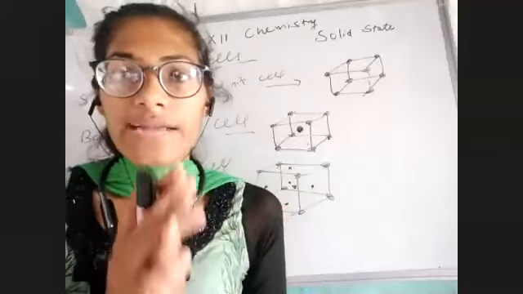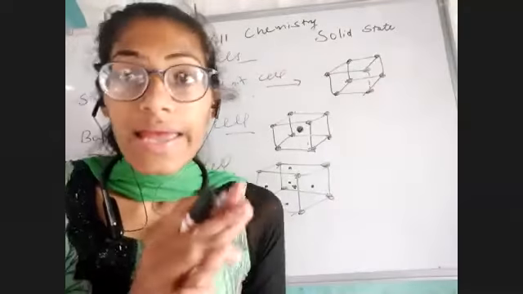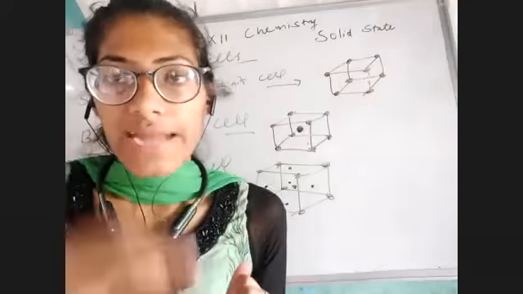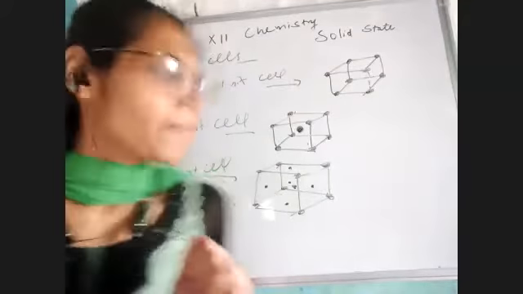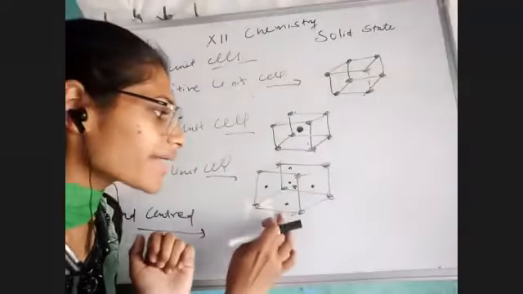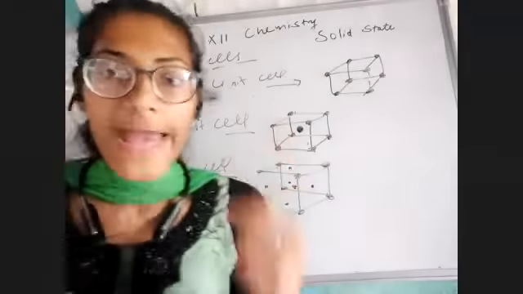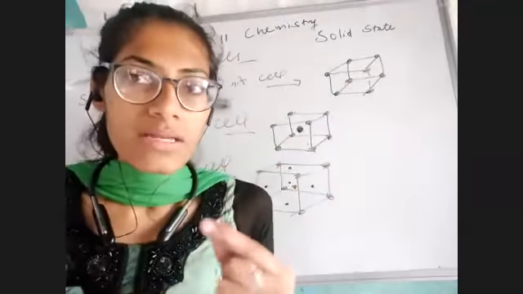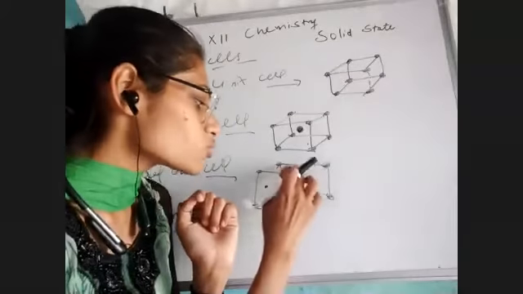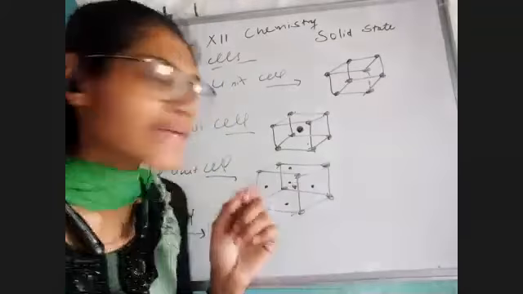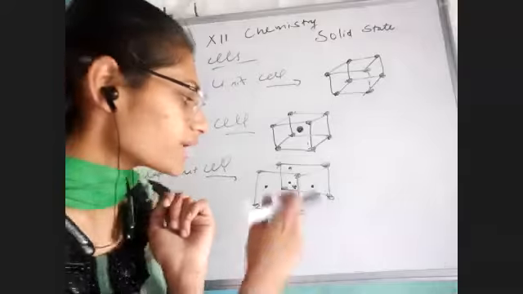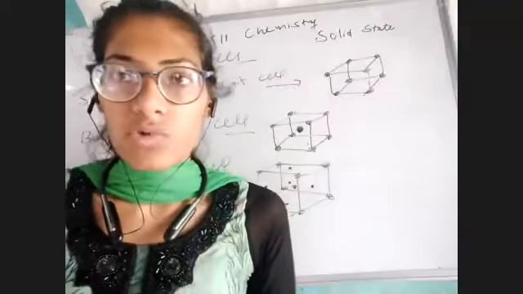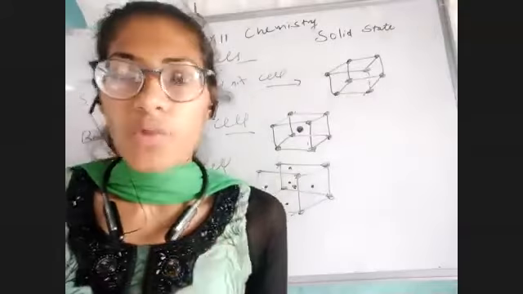End-centered means the atoms are present at the corners as well as they are present at the end faces, at the center of end faces. Like only the upper one and the lower one, they have only one. So if I'm talking about this one and this one, they have only one. From this one and this one, they have only one. And from this one and this one, they have only one. So only 3. Okay, but that's not in your syllabus and we will not discuss this.